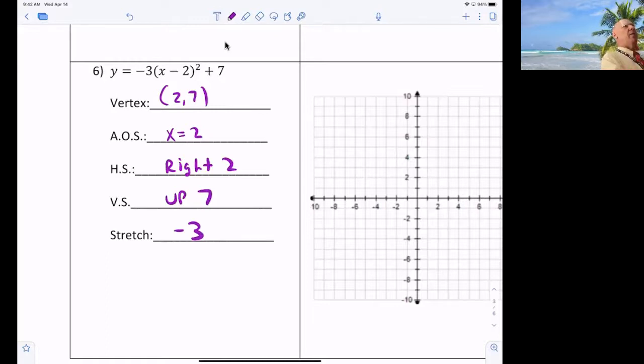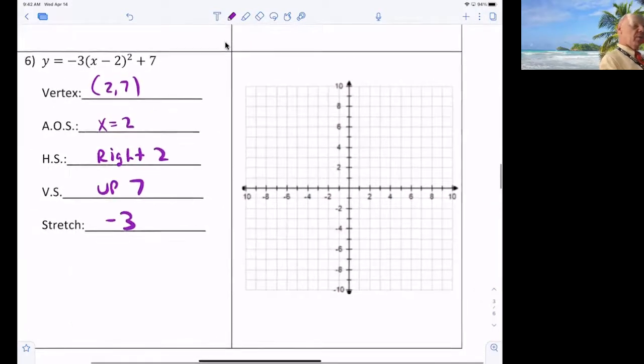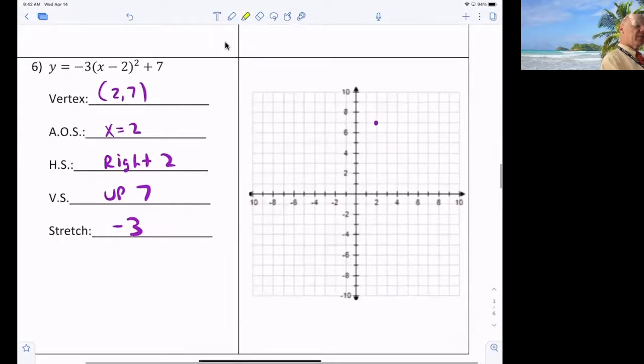Now, Miss Bailey, are you happy with that? Anybody have any problems? Now, that's kind of the easy part. The hard part is the actual physical graph. All right, so here we go. We're graphing what point? 2, 7. Everybody do that? Then draw the axis of symmetry.